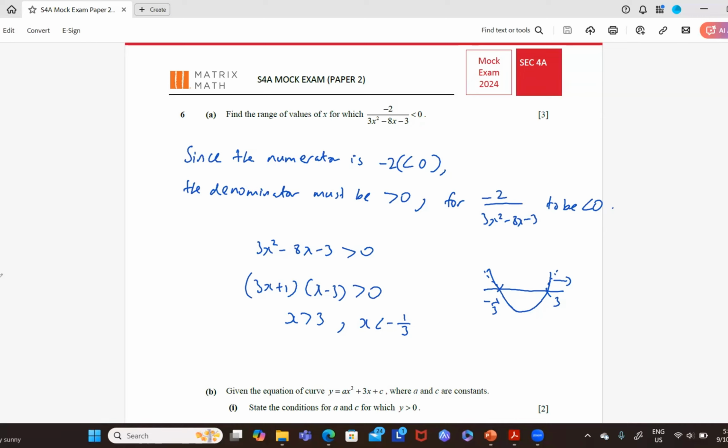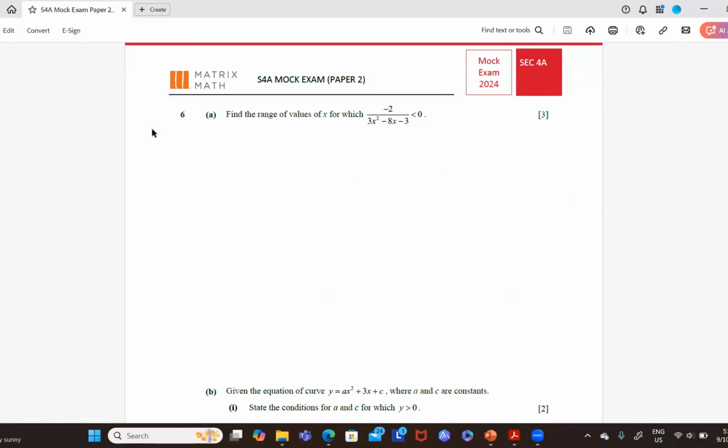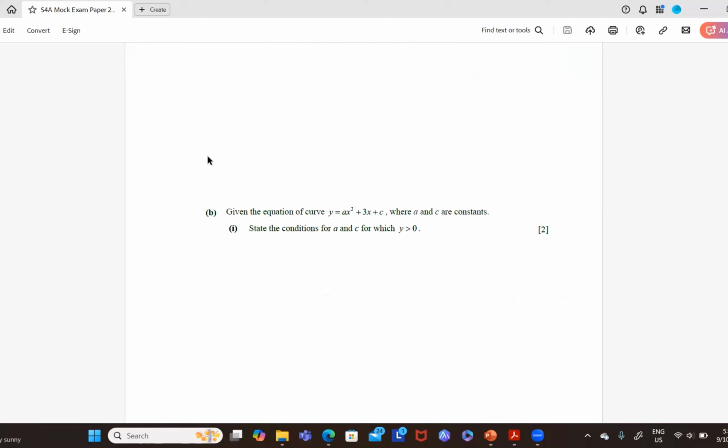Okay, B part 1. State the conditions for a and c for which y has to be more than 0. Observe this equation here. When I write my b squared minus 4ac, take note for this function to be more than 0, you want this equation, this is a quadratic equation. It can either be this or it can either be this.